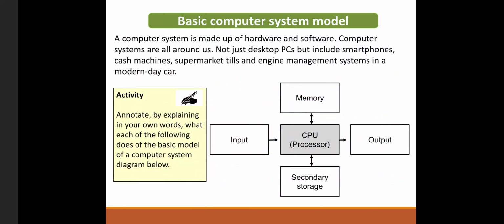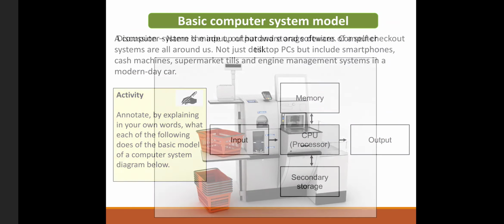Computer systems are all around us, not just the PCs that are in our computer labs. It is basically the smartphones that we use, the embedded systems in our house, like the washing machines, the TVs, and so forth. It is also the cash machines that we use, the supermarket tills, the engine system in your parents' car, right? So the system consists of input devices, output devices, storage devices, the CPU, which is also called the processor, and also memory, which is basically the RAM.